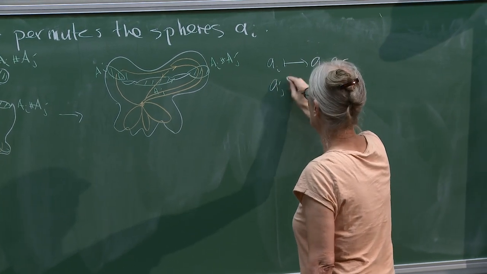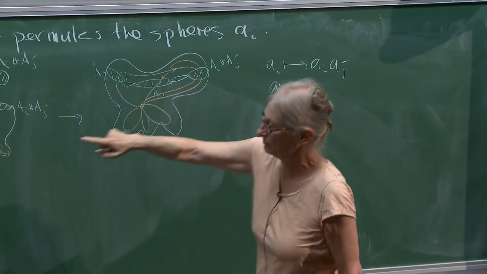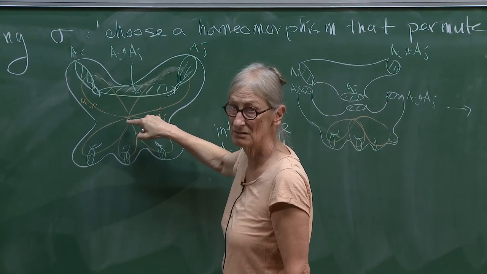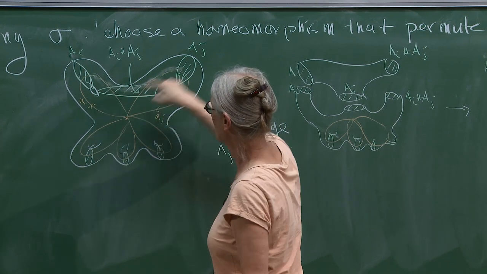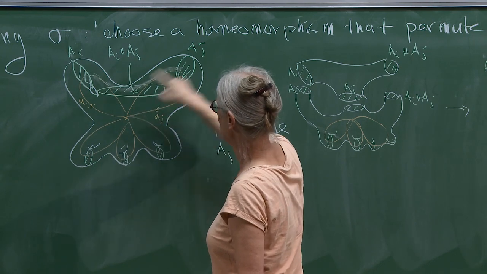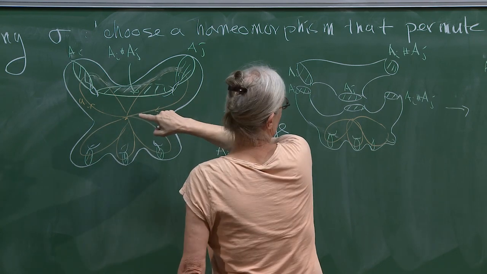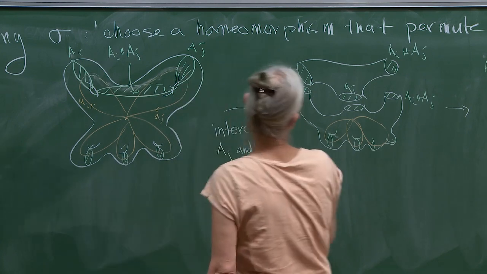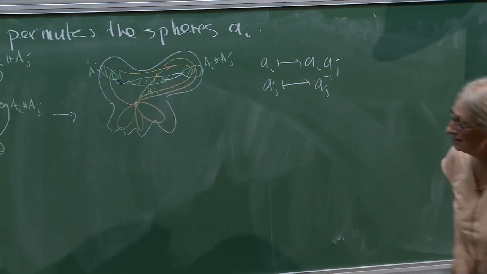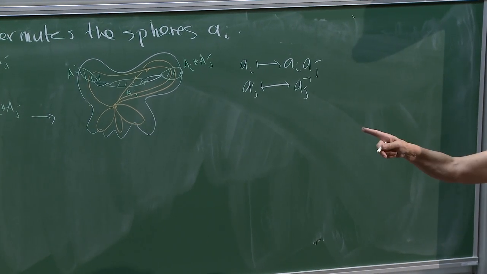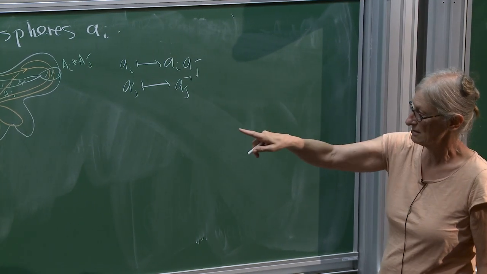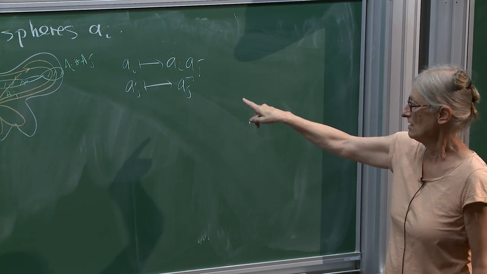And the AI loop, it used to be over here, it got sent over here in this manifold. So it used to be over here, now it goes like that. So it sent AI to AI plus AJ. AJ, on the other hand, got sent to its inverse. Okay, so that's a homeomorphism of my original manifold. This is what it does to the fundamental group. It sends AI to AI AJ and AJ to AJ inverse.